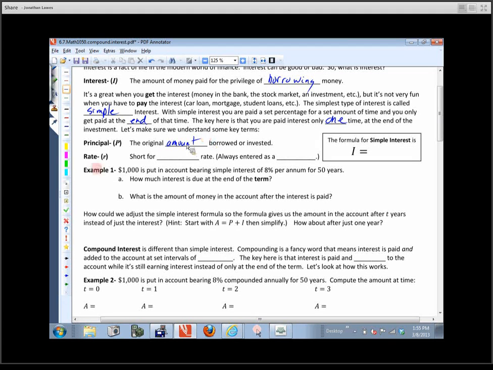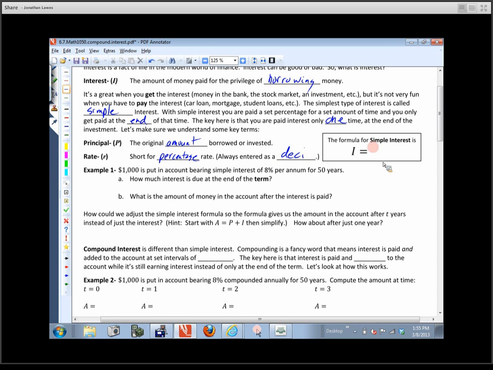Okay? And then we've got a rate. We use a lowercase r for that. Okay, it's short for, we could say interest rate. A lot of times we'll say percentage rate. Okay, and it's always entered in the calculator as a decimal or into a formula as a decimal. And does anybody know the formula for simple interest?